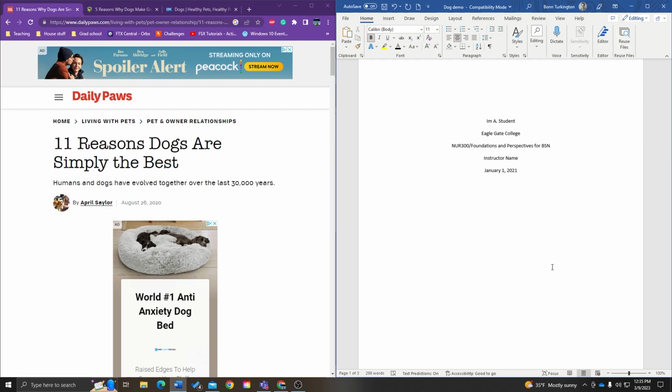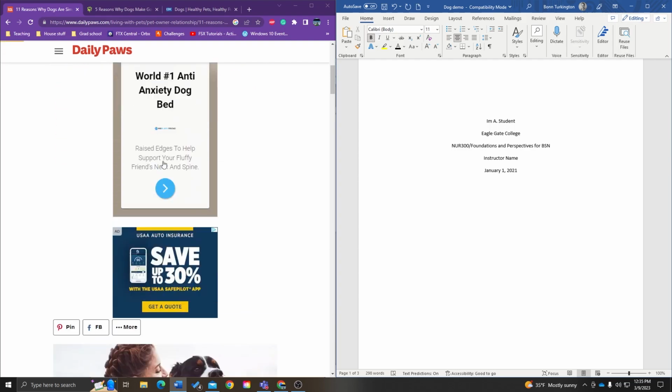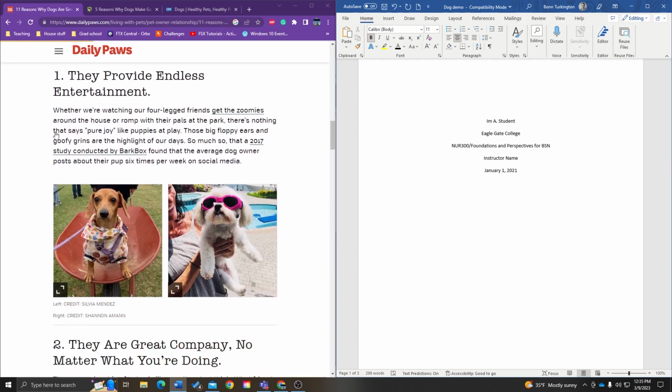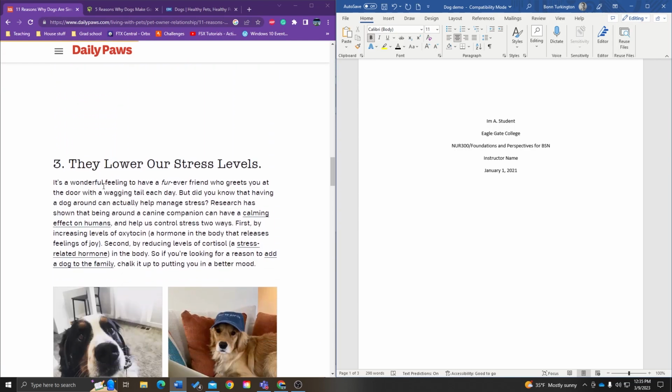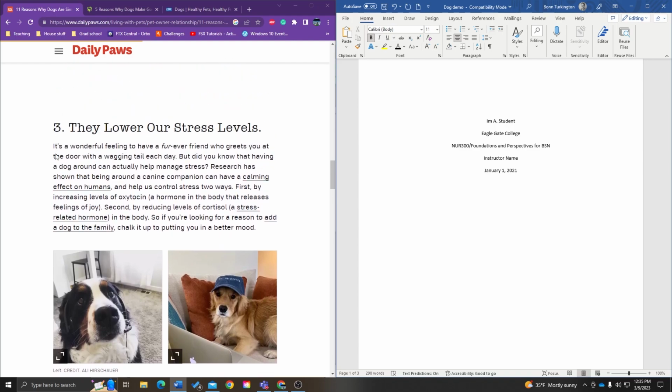Now, where a lot of students start is they will look at research and then they will find bits and pieces of research. So for example, you have 11 reasons dogs are simply the best. So they'll look at something like this and they'll see the list of why dogs are the best. And then they might copy and paste.